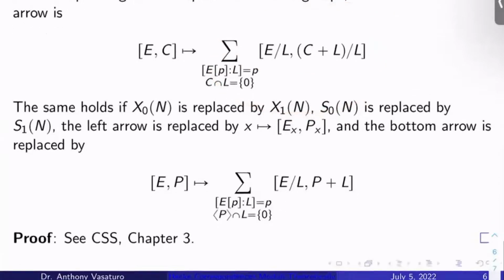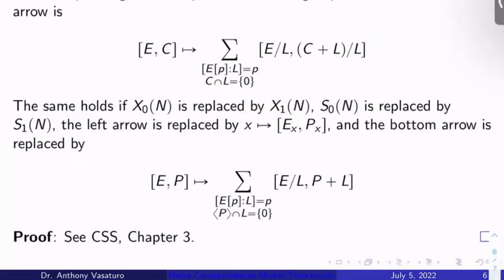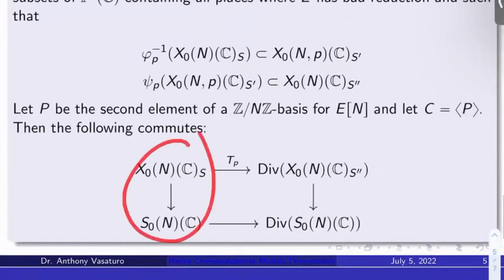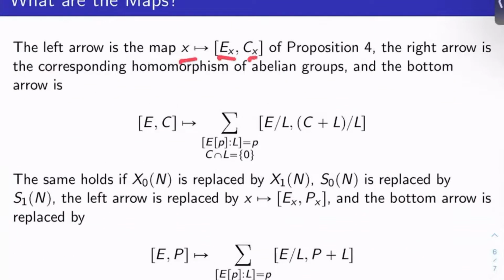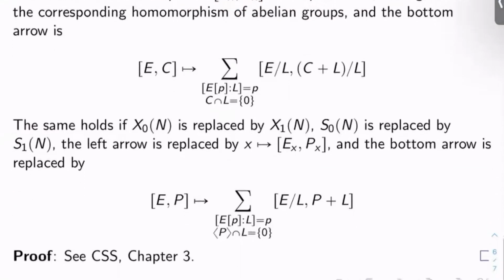And the same idea works if you replace X sub 0 of N by X sub 1 of N, S sub 0 of N by S sub 1 of N. What should you replace this left arrow by? Well, you're not going to send x to E_x, C_x. You're going to send x to E_x, P_x, where P is a point of order N now. And what would the bottom arrow be replaced by?